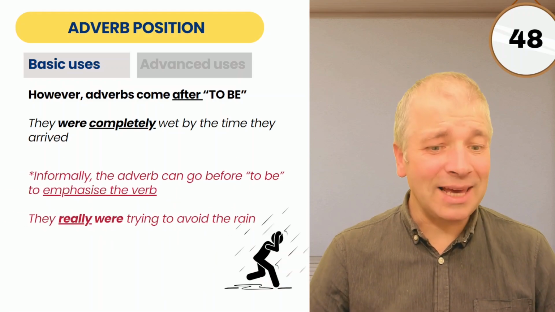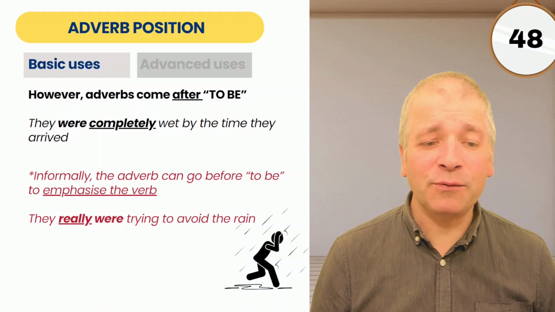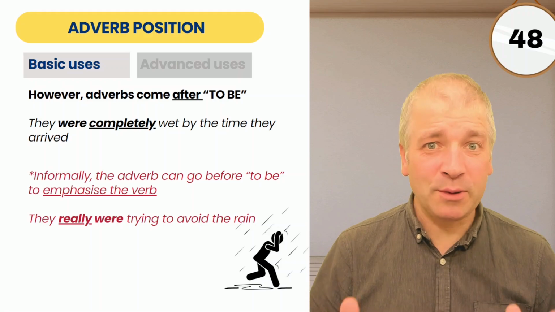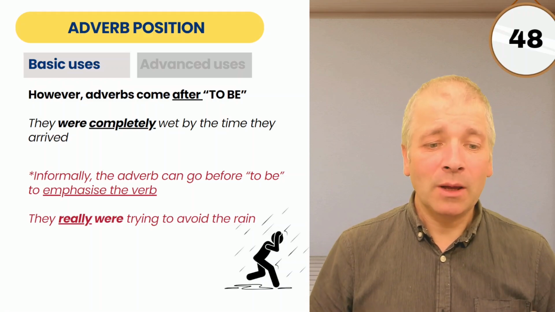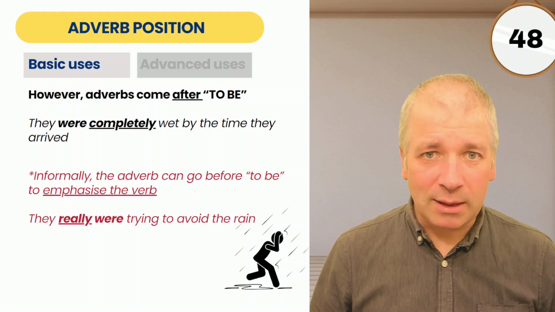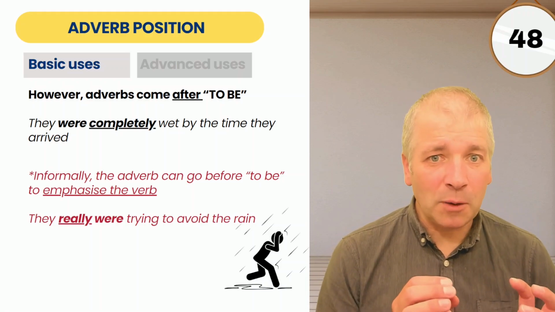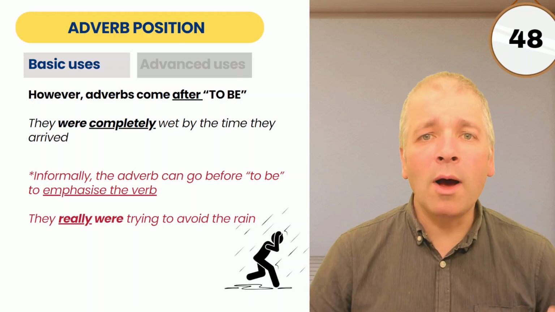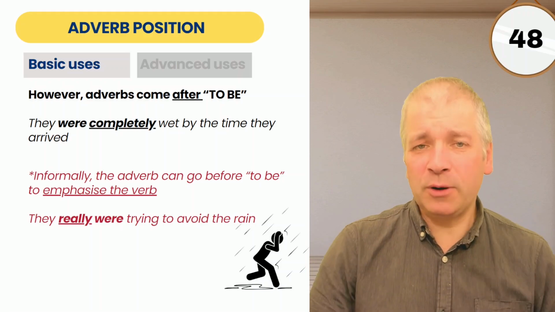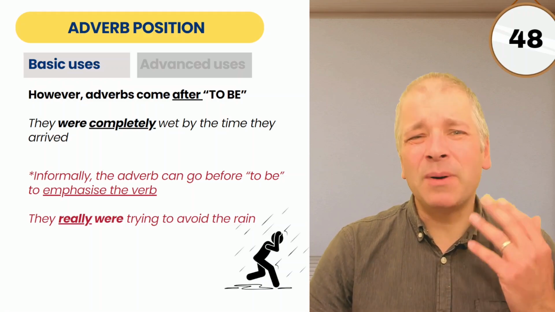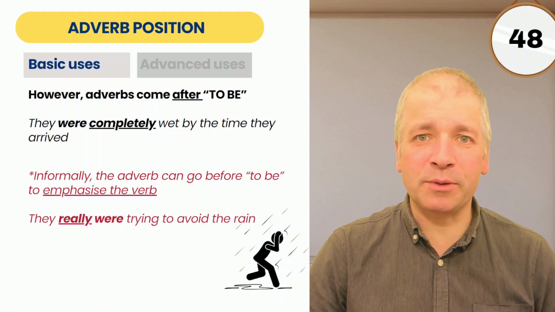Now, informally, it is possible for an adverb to go before to be if you are trying to emphasize the verb in particular. They really were trying to avoid the rain. So here really is the adverb, and it's intensifying were. It's making were more prominent. So putting the adverb in that position can make to be more prominent, but it's an informal use.